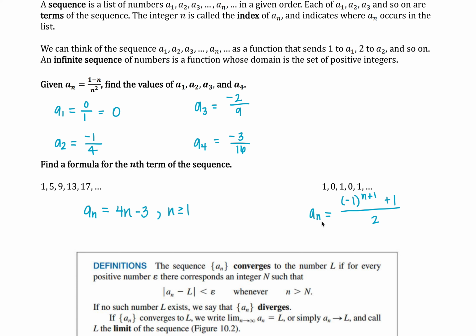However, for the even values of n, negative 1 will be raised to an odd number. So we have negative 1 plus 1, which is 0, and 0 divided by 2 is 0. So that would be the formula there. And again, n is greater than or equal to 1.